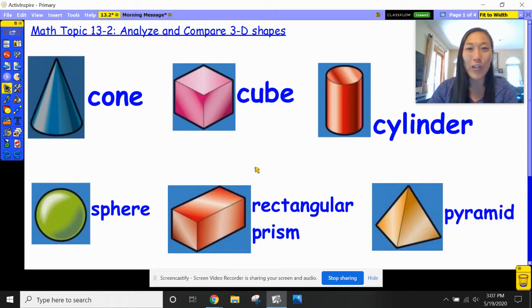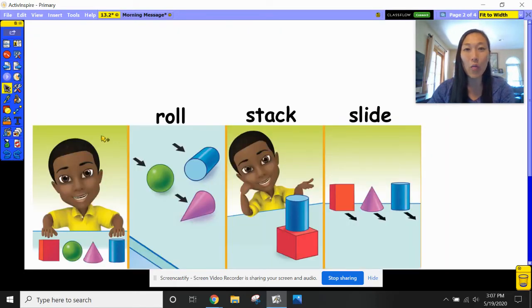So let's take a look at our 3D shapes. We have cone, cube, cylinder, sphere, rectangular prism, and pyramid. So today we're going to check out what these 3D shapes can do. In this picture, this boy has a cube, sphere, cone, and cylinder. Some 3D shapes can roll, some can stack, which means it can go on top of each other, and some can slide. That means it moves from one point to another point.